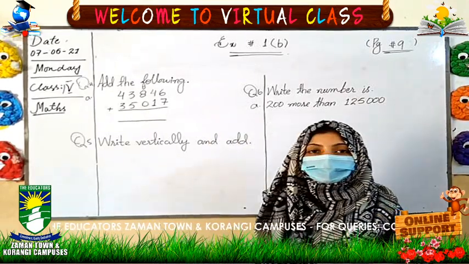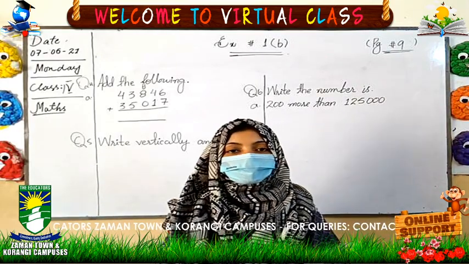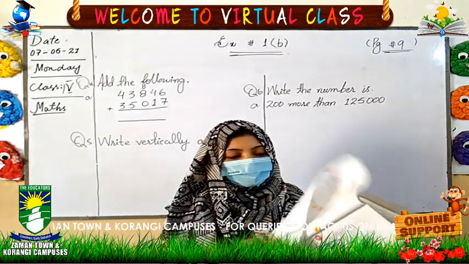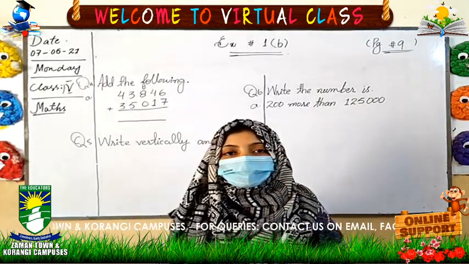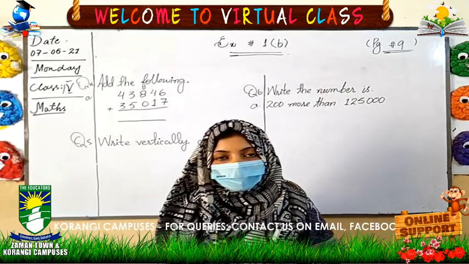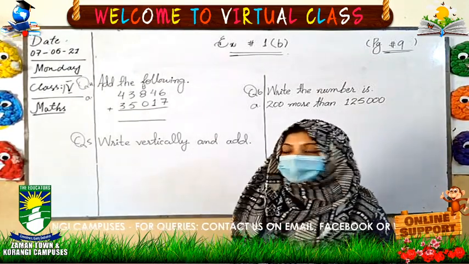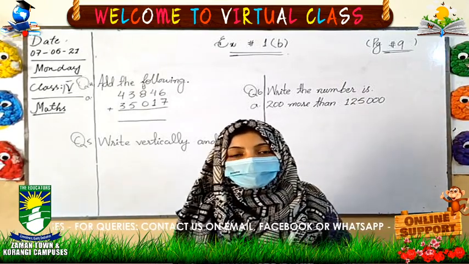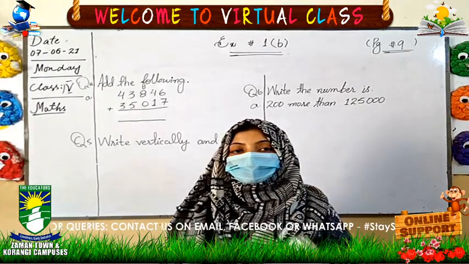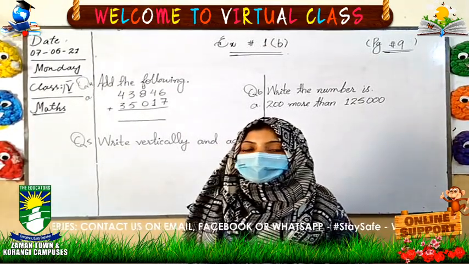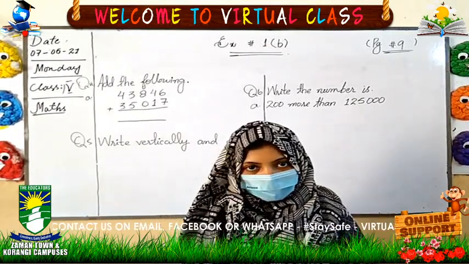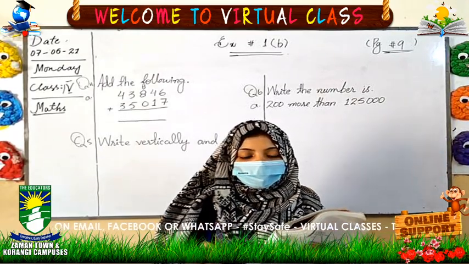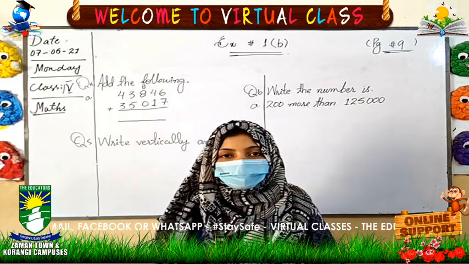Today we are going to discuss our first chapter. You can see in your index there is the first chapter, which is numbers and arithmetic operations. We are going to solve the exercises of chapter number 1. It will be good if you make a title page of chapter number 1. Just mention chapter number 1 and write numbers and arithmetic operations.